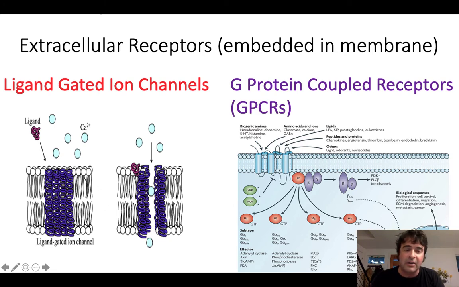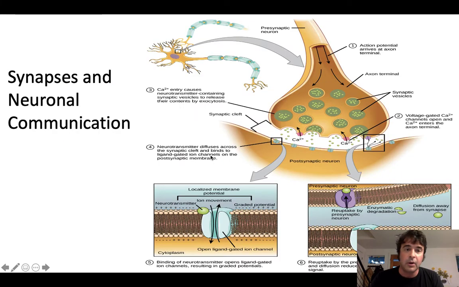Whereas these receptors are really fast acting, they're short-lived, but they produce immediate responses. These are a little bit slower, but they can produce much larger responses. So there are two types of receptors you should be familiar with that I'm going to refer to as extracellular because they're embedded in the plasma membrane: ligand-gated ion channels and G-protein coupled receptors.